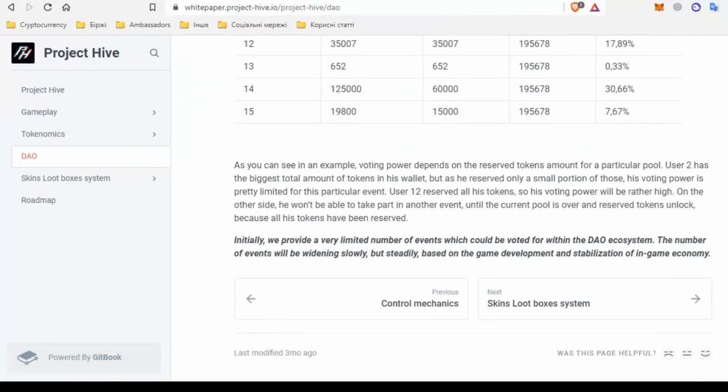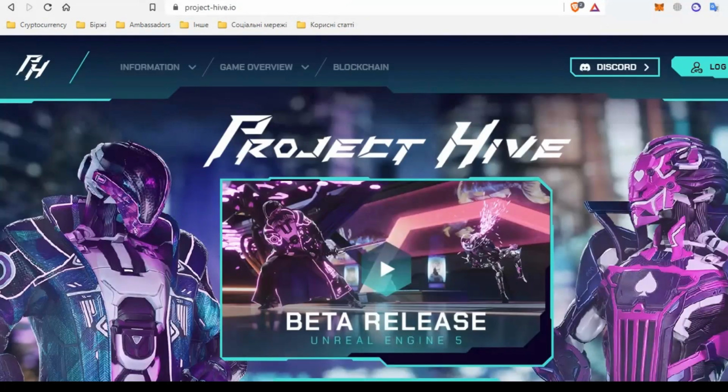the play-to-earn game economy. So friends, we have dealt with the DAO in the play-to-earn game ProjectHive. You learned how we can vote in various events, how voting power is measured and more.